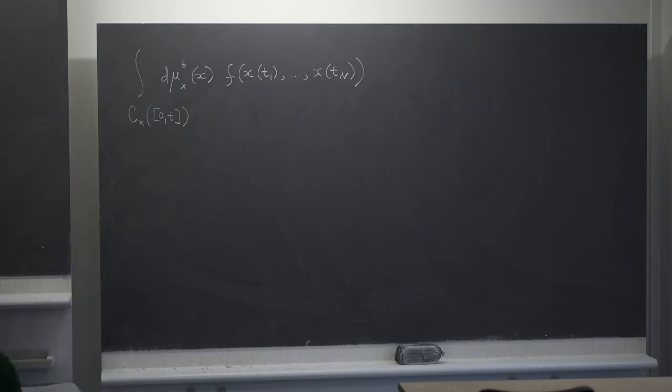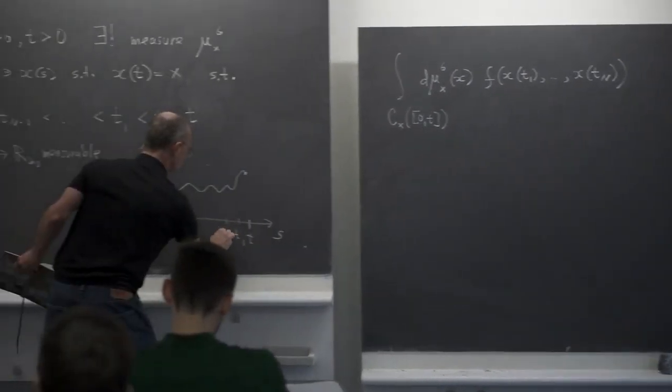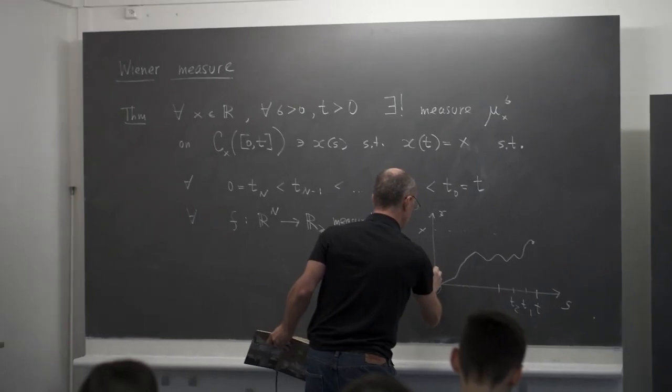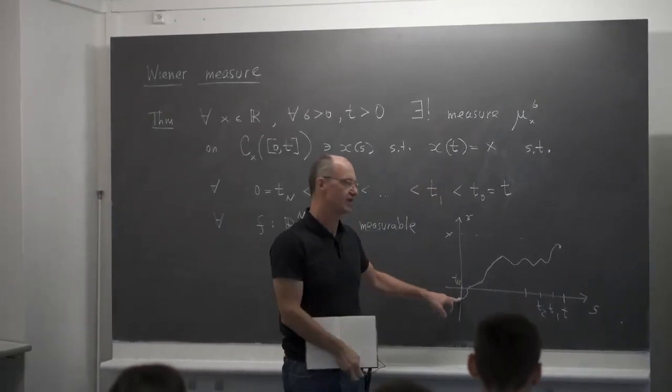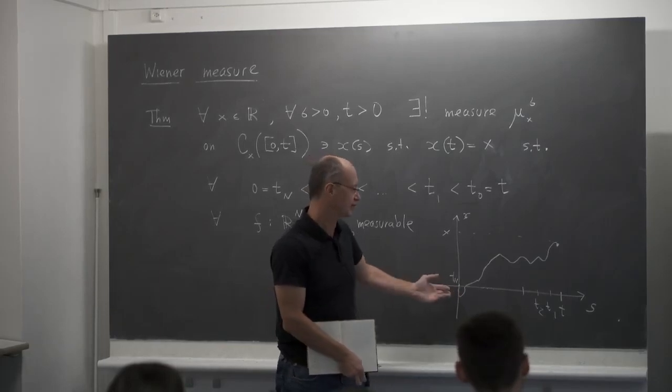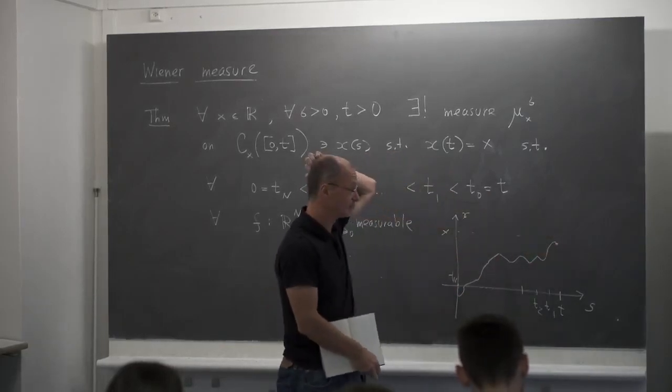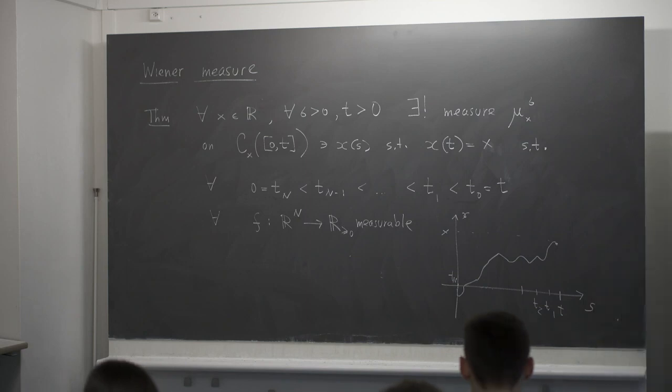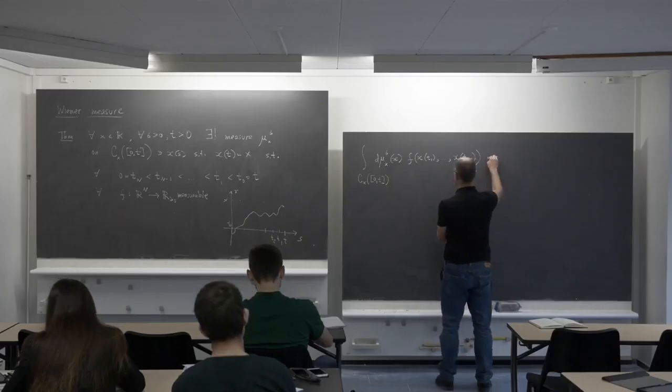So I can imagine the following picture. So this is t. So this is my point x. So that's this Brownian path, and here there are the points. In particular, t_n is the starting point, and I don't know where it is. I know where the last point is. So this is equal to the following interesting expression.